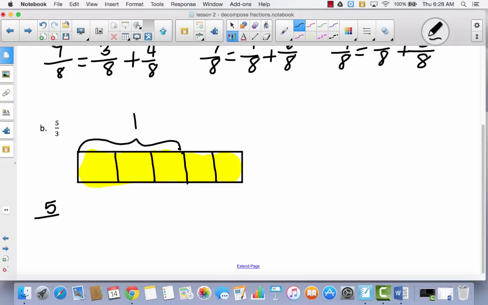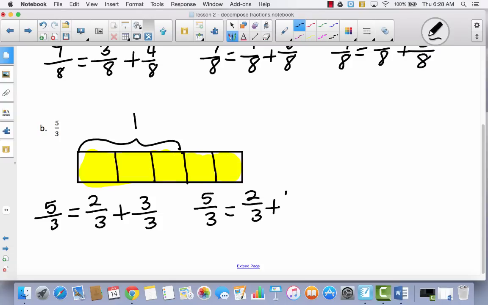Okay, so I'm going to do 5 thirds equals 2 thirds plus 3 thirds. And then I'm going to do 5 thirds equals 2 thirds plus 1. And then I'm going to do 5 thirds equals 1 third plus 4 thirds.